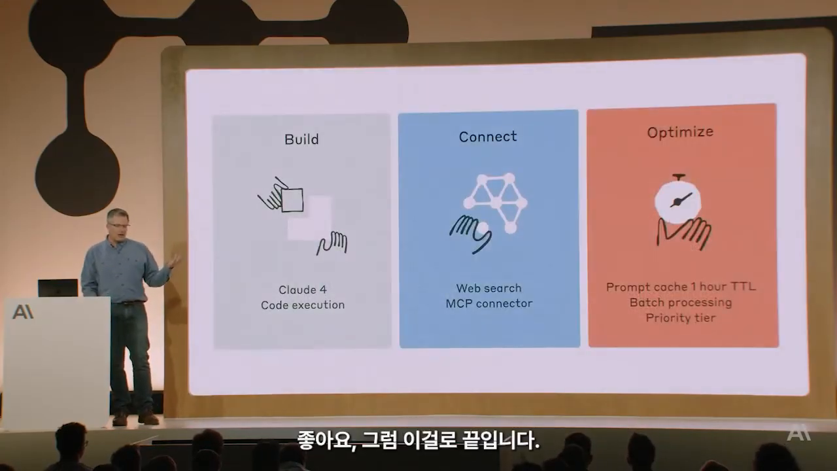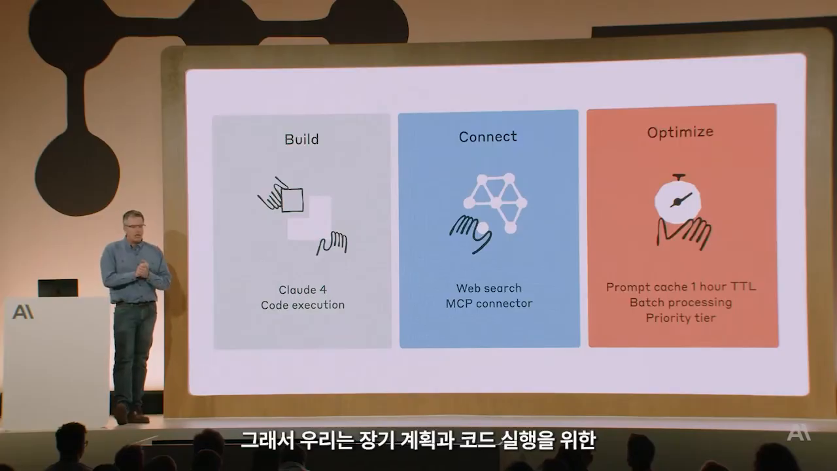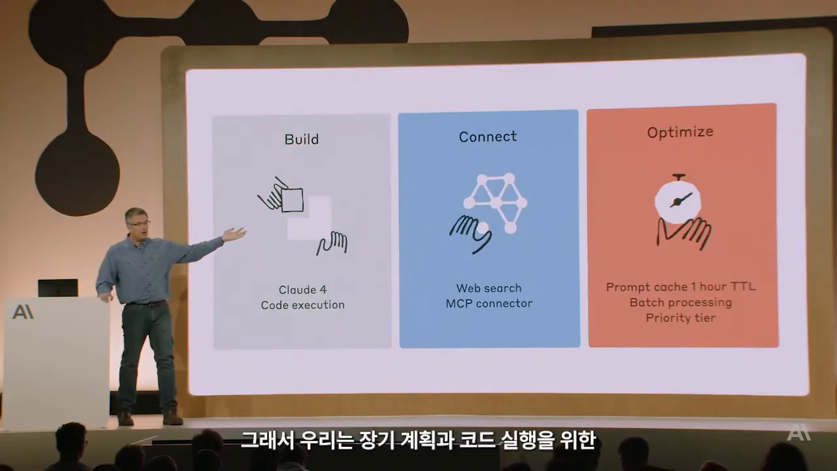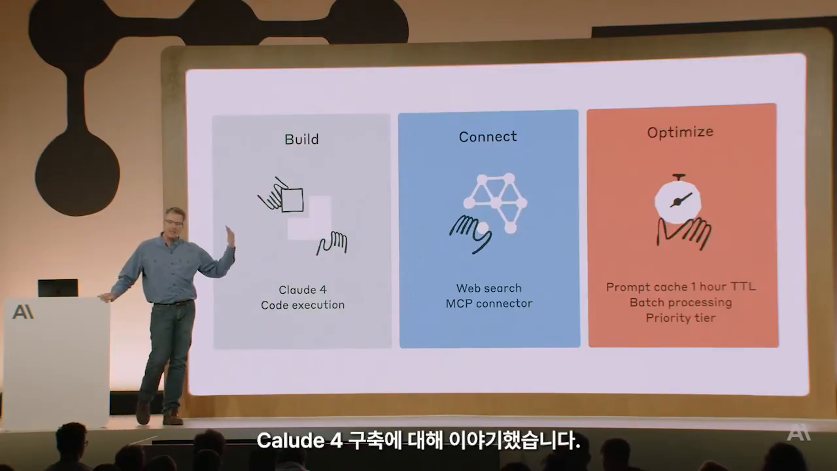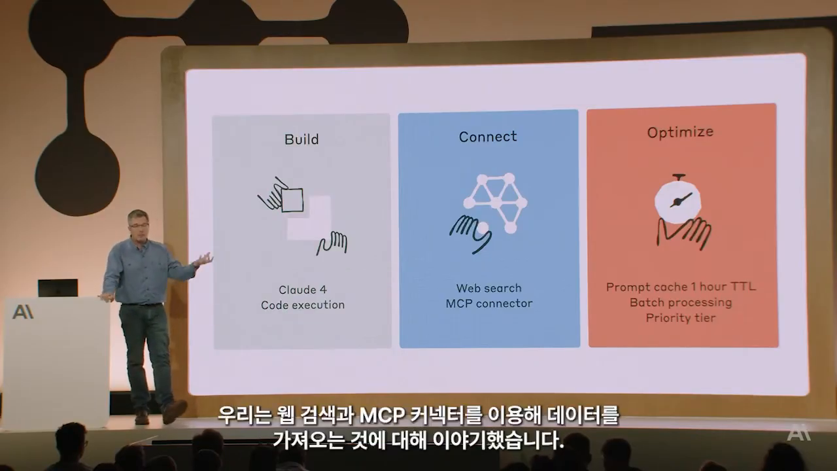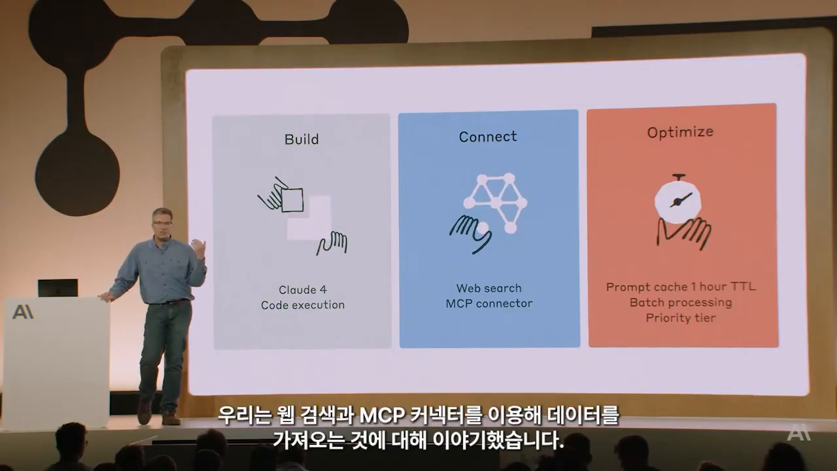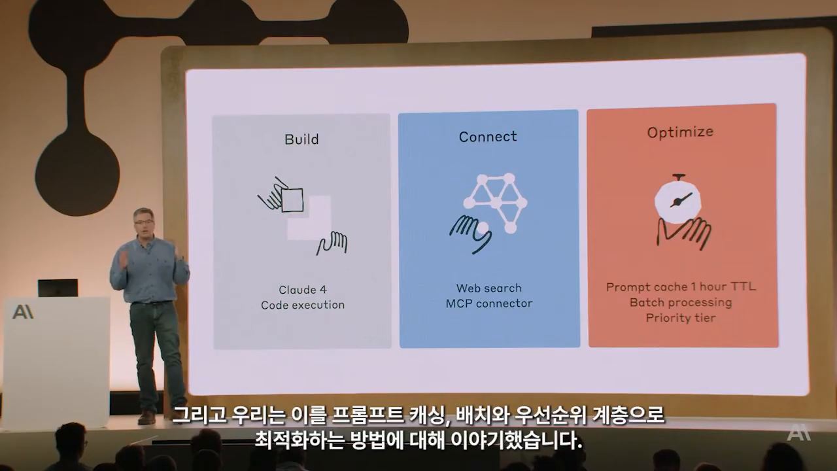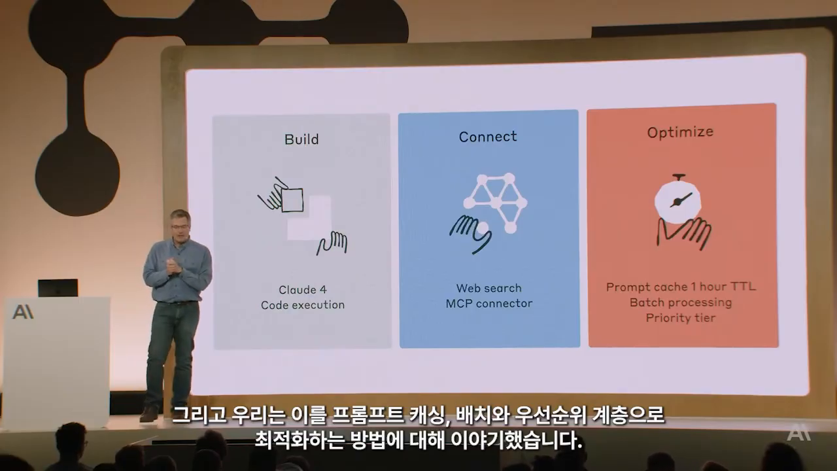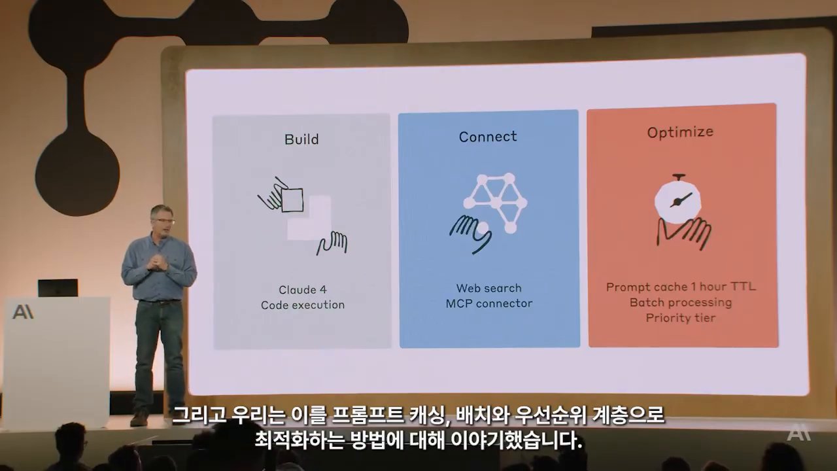Okay, so that's a wrap. So we talked about build, Claude 4, long-range planning, and code execution. We talked about bringing your data in with web search and MCP connector. And then we talked about how to optimize that with prompt caching, batch, and priority tier.